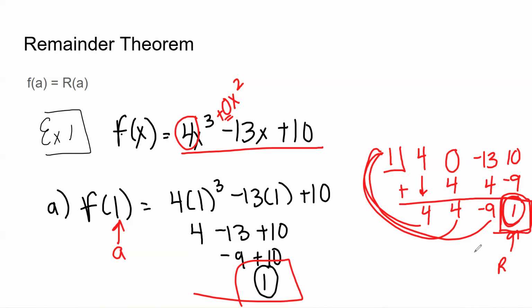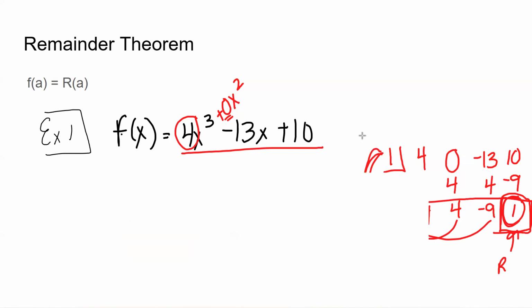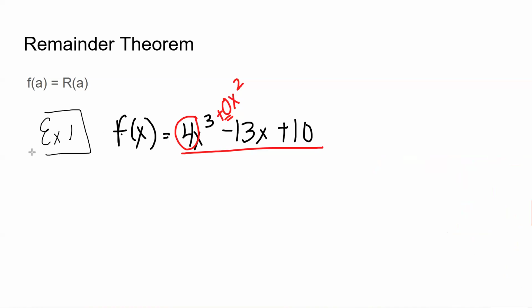Okay. Let's use that same function and do a few more. So part B, same example, same function, is to do f of negative 2. So again, we could just plug that in. It wouldn't be that bad, but it would be a little more annoying than the previous one because of the negative and all that good stuff. But let's just run it through synthetic. So we're going to put in negative 2 into that box. And we have 4. Don't forget about the 0, holding that place of the x squared.